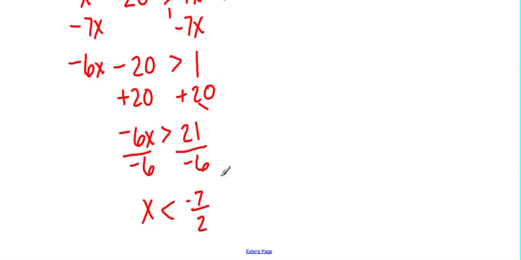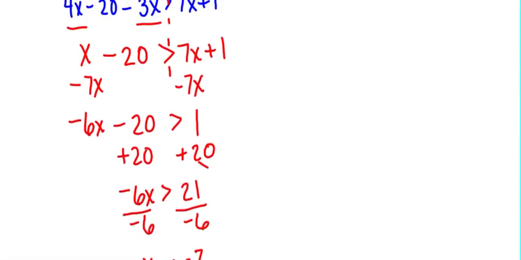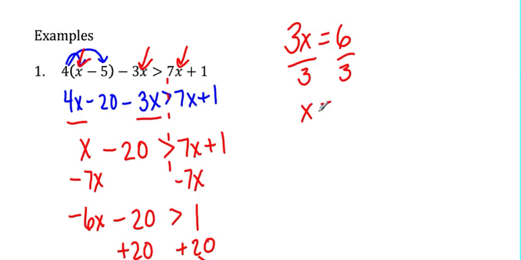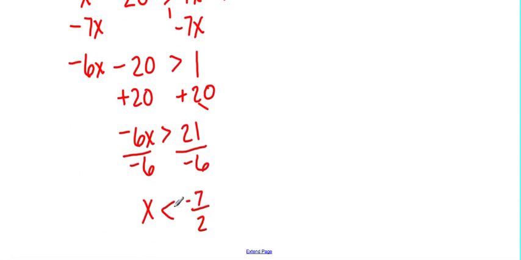So what this means is that any x value that's less than negative 7/2, if I put it in for x here, here, and here, it would give me a true statement. So when you have this problem, 3x equals 6, and you divide by 3, that's going to be x equals 2. That is the only number that goes in there to make that statement true. I can only put a 2 in for x to make this a true statement. So this is the only solution to this problem. But when we get here, any number less than here gives me a true statement.